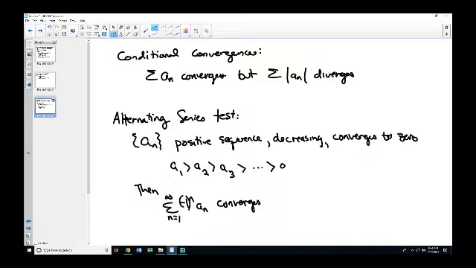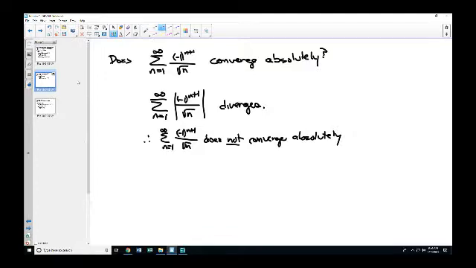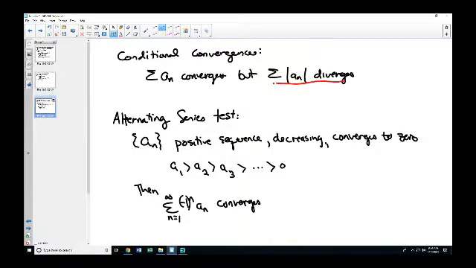So you have 2 items on that page, conditional convergence and the alternating series test. So, going back here, does that series converge conditionally? We've already shown this does not converge absolutely. So if we're going to show conditional convergence, we just need to show that the series converges. How are you going to do that? The alternating series test. Right.